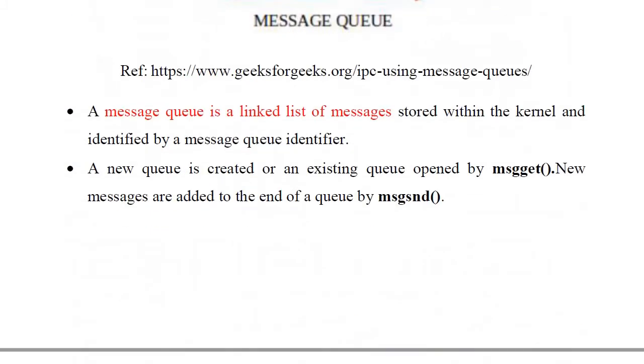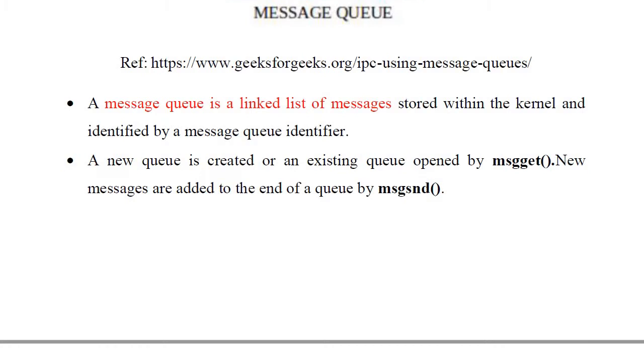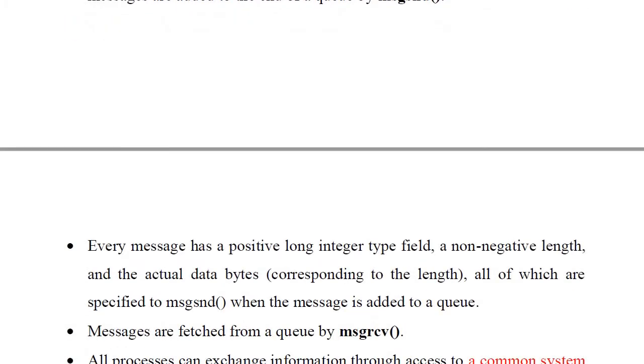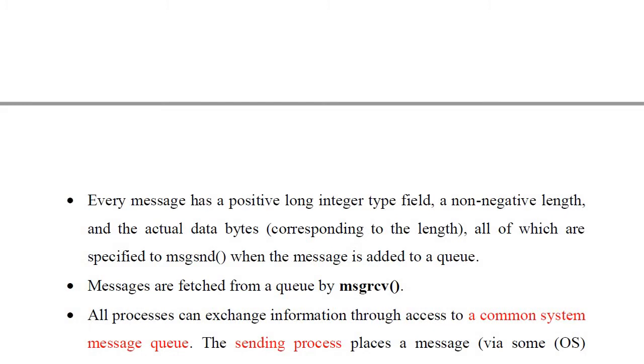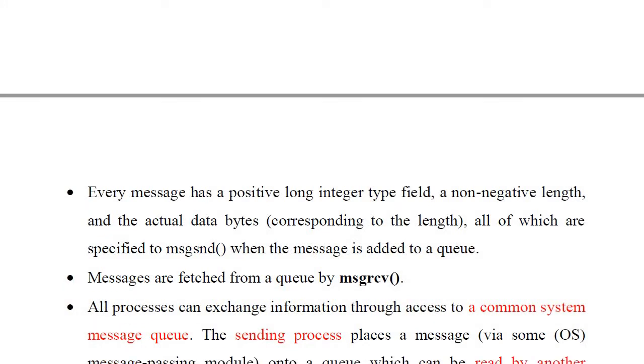Now let's see the working of this message queue, which we've seen in the diagram. Message queue is a linked list of messages stored within the kernel and identified by an identifier. A new queue is created or an existing queue opened by message get. New messages are added to the end of the queue by send. Every message has a positive long integer type field, a non-negative length, and the actual data bytes, corresponding to the length, all of which are specified to message send when the message is added to the queue.